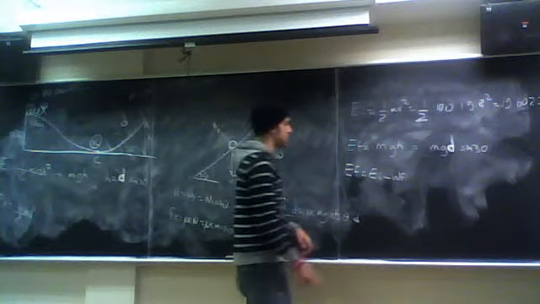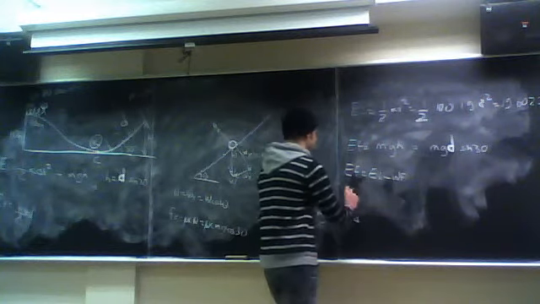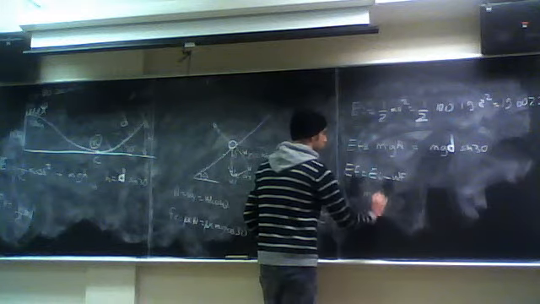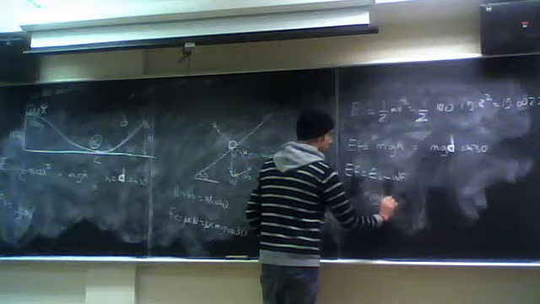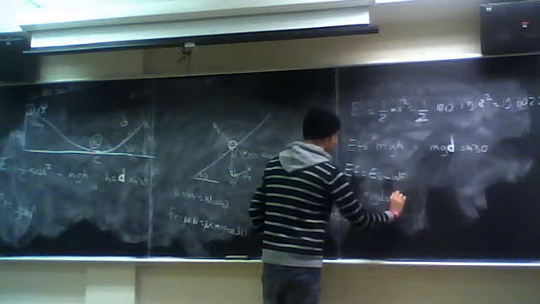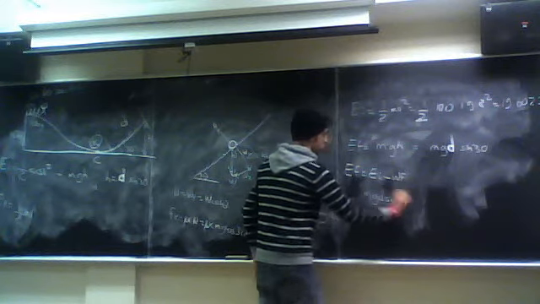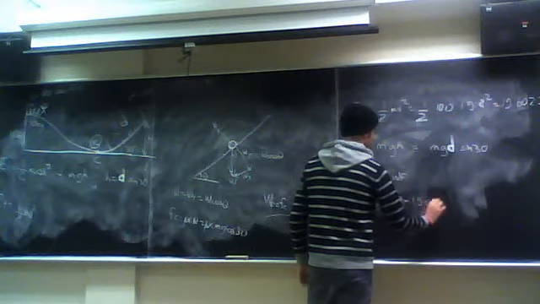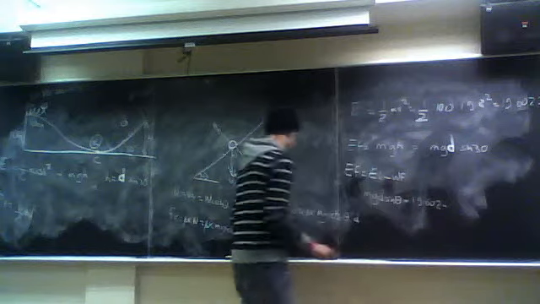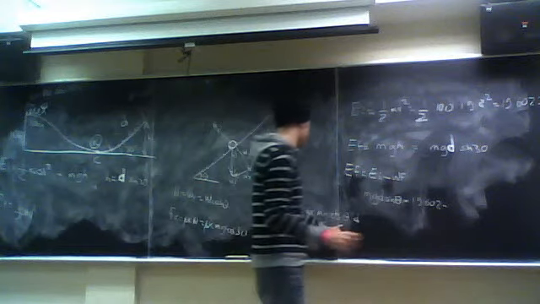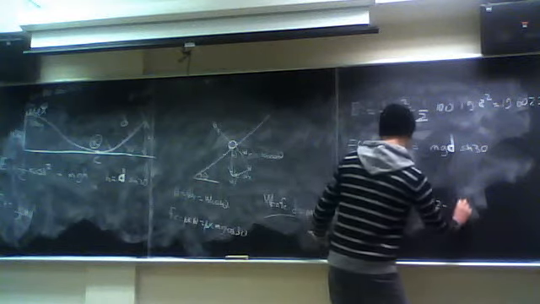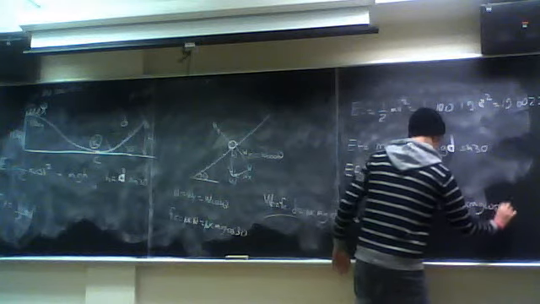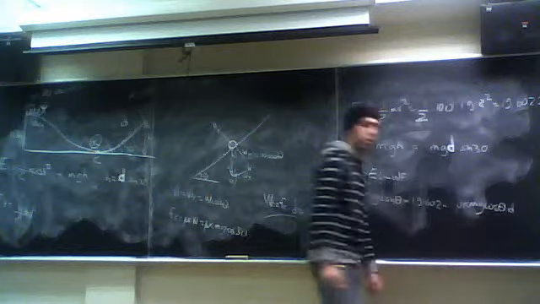So let's write out all the terms. E final is mg d sine of theta, and that's equal to E initial, which is 19,602, minus the work done by friction, which we don't really know, we just have mu k mg cosine of theta times d.